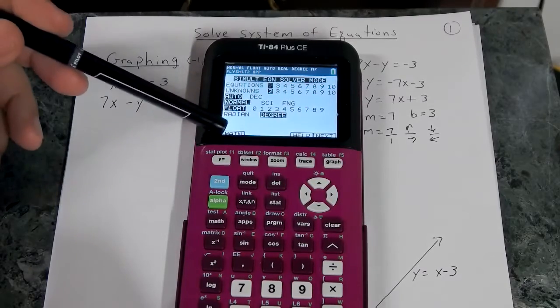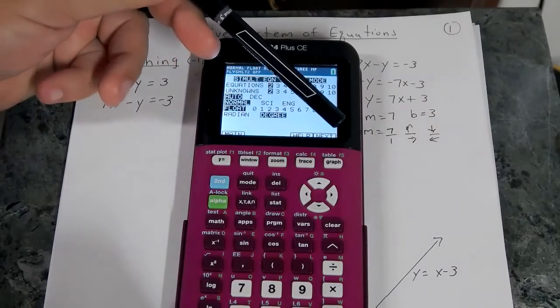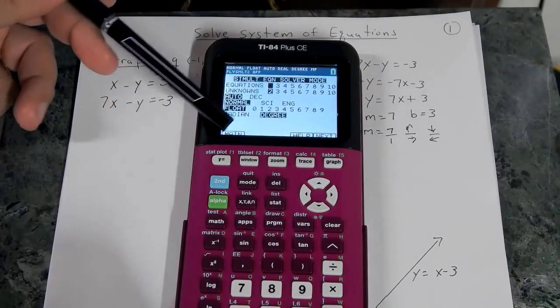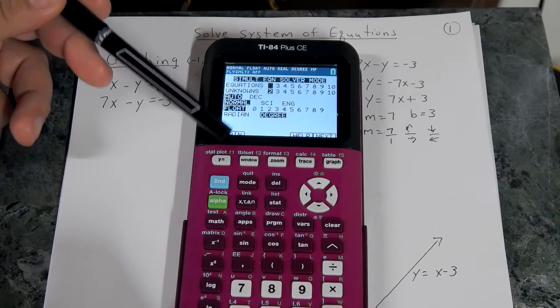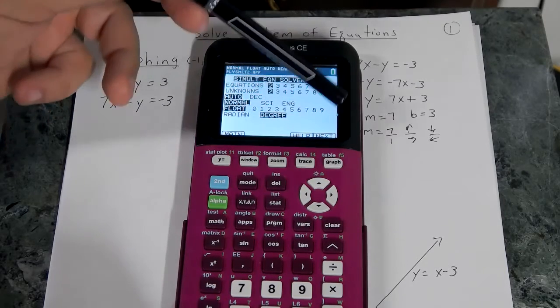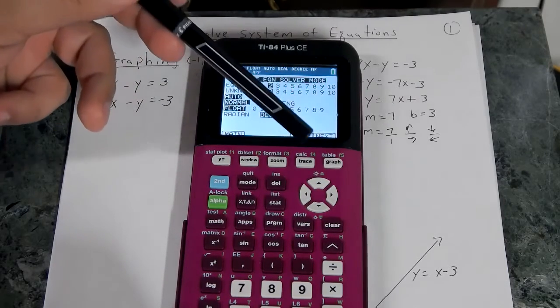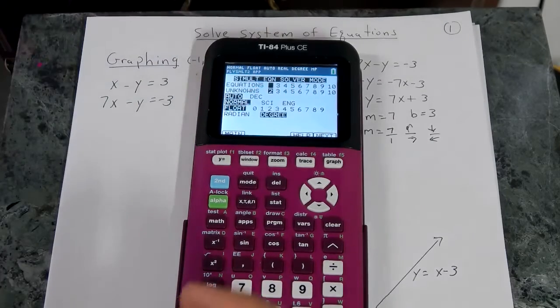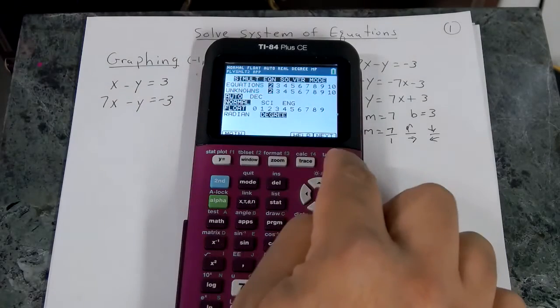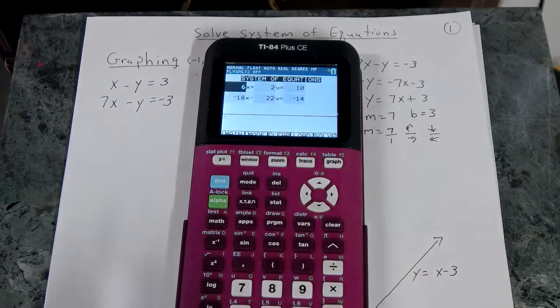If you see here, you see main, help, and exit. These correlate to these buttons underneath them. So main is the y equal. Your next is the graph. Your help is your trace button. So since I chose 2 and 2, I'm going to go to the next step. So I'm going to hit graph.